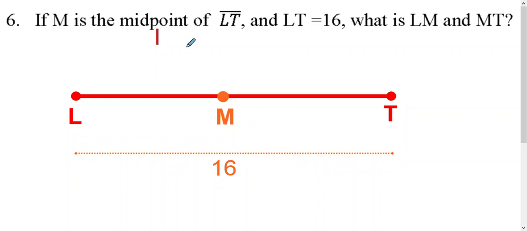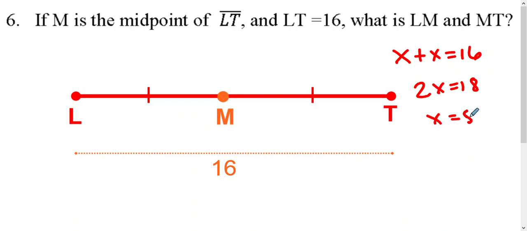Okay, on number 6, we're told that it's the midpoint. So what does the midpoint tell us? That the 2 segments are exactly equal to each other. We are also told that the whole distance, LT, is 16. So if we wanted to find the 2 in the middle, we could set up an equation for it. It would be x plus x equals 16, which is 2x is 16. When we divide, we get x is 8. So each one of our sections would be 8. Our answers.